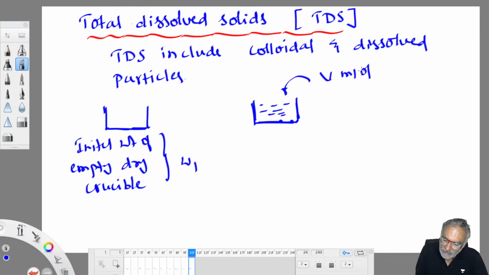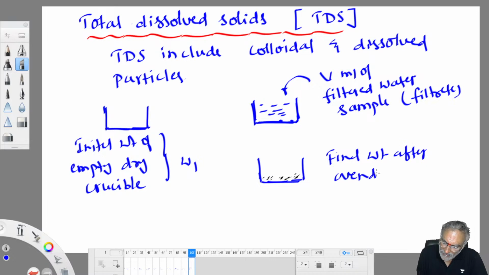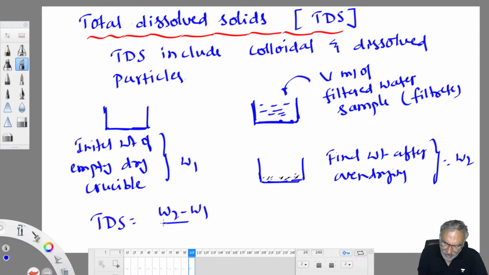So V mL of filtered water sample. This filtered water sample, technically, is known as filtrate. Then after oven drying, you have to measure the final weight. If you oven dry, a residue remains there. That residue represents what? Total dissolved solids. So the final weight after oven drying is W2. Therefore TDS is equal to (W2 minus W1) by V. We also express TDS in milligram per liter or ppm.